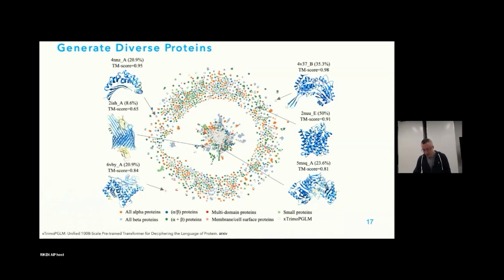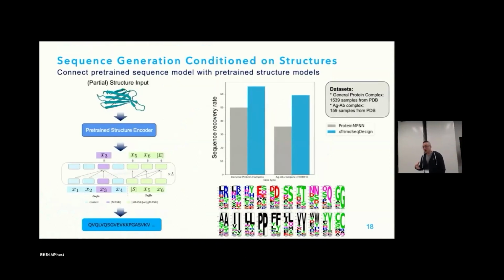Besides unconditioned generation, you can also condition this type of generative model on other information. For instance, here is an example where you take a structure as an input. That's the desired structure you want to generate. You condition on that particular structure, asking what kind of protein sequences can give you that structure. So you can have a pre-trained structure encoder and use that to drive your conditional generation.